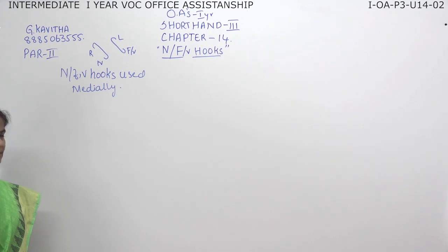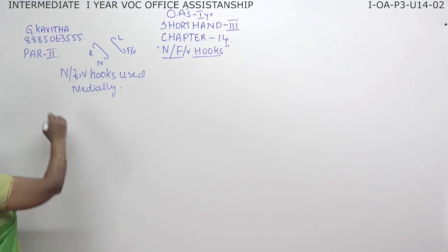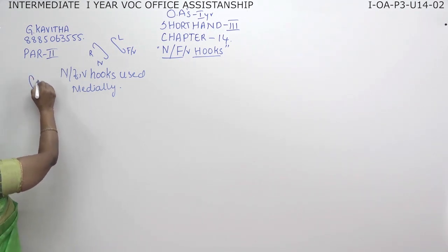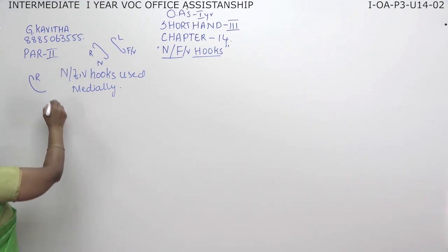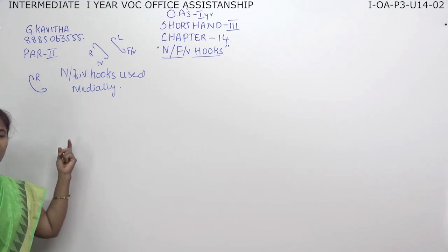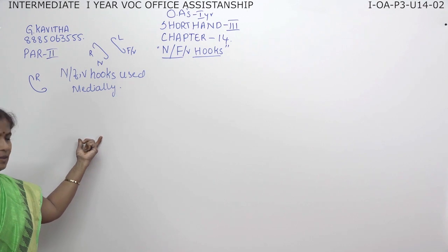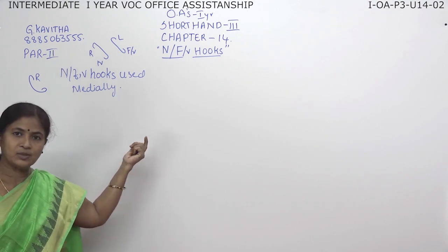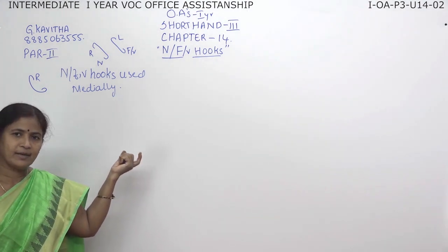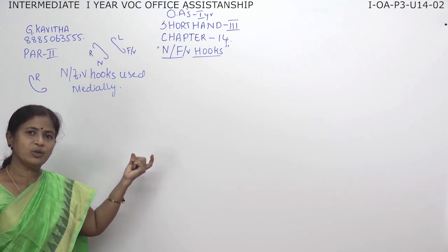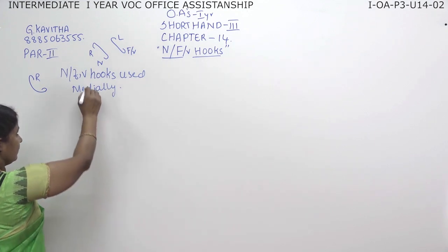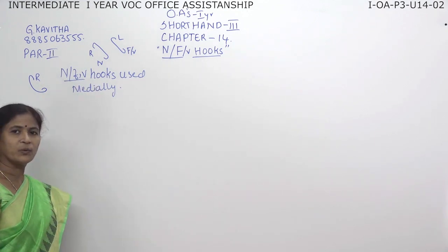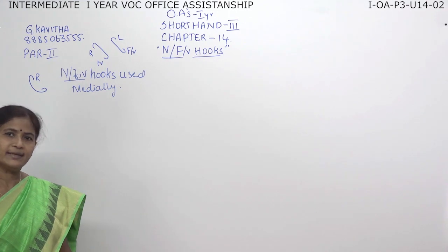Now to curve strokes, how do we write? This is R hook to all curve strokes. How do we write N hook to curve strokes? Inside the curves. N hook is written inside the curves to all curve strokes. Okay. Sometimes N hook is also used medially. మనకి N hook కూడా word మధ్యలో యూస్ చేస్తాము. ఓకే, ఏంటది? ఎలాంటి వర్డ్స్? So N and F or V hooks are also used medially, right?